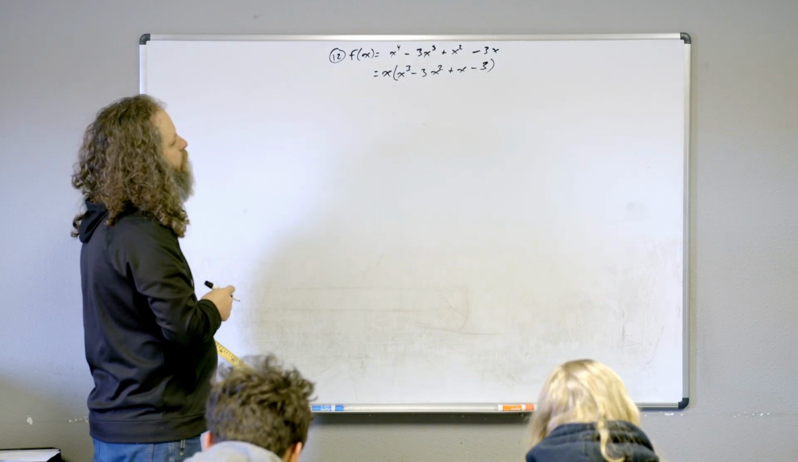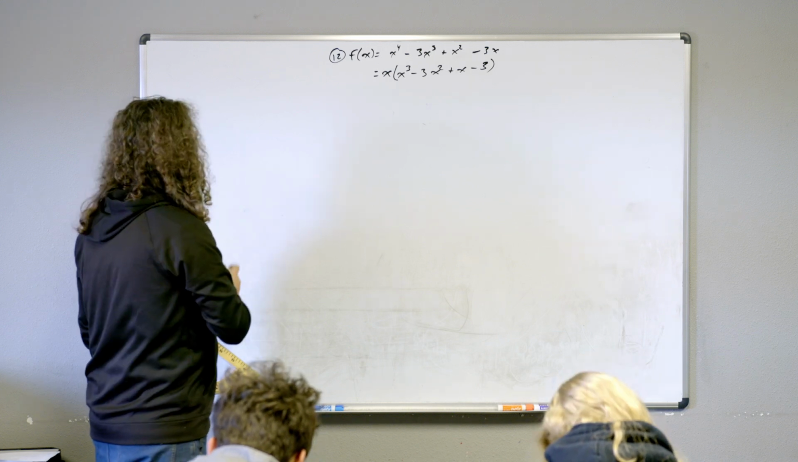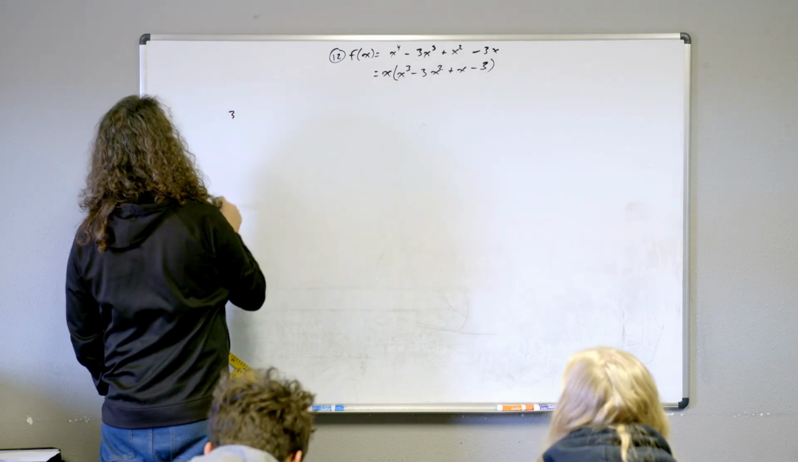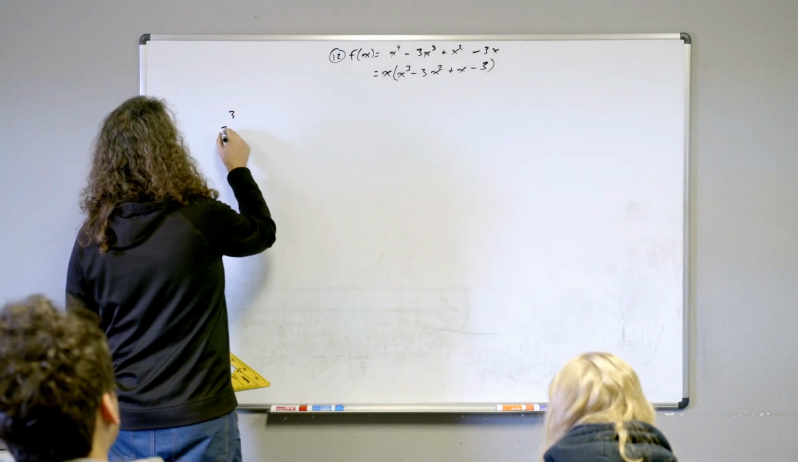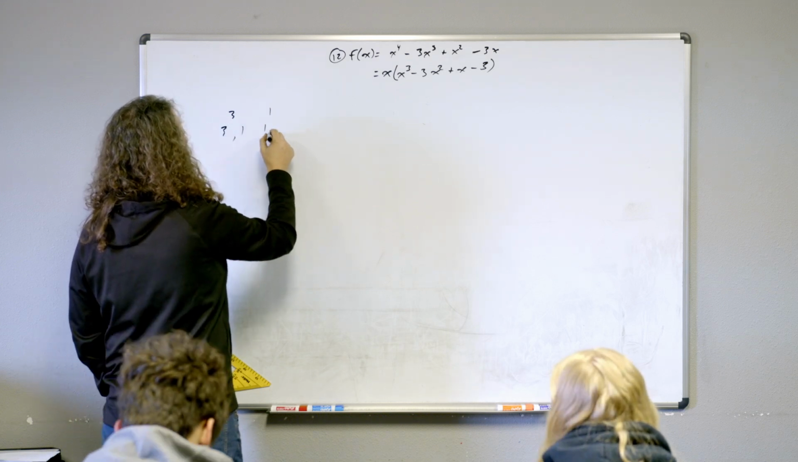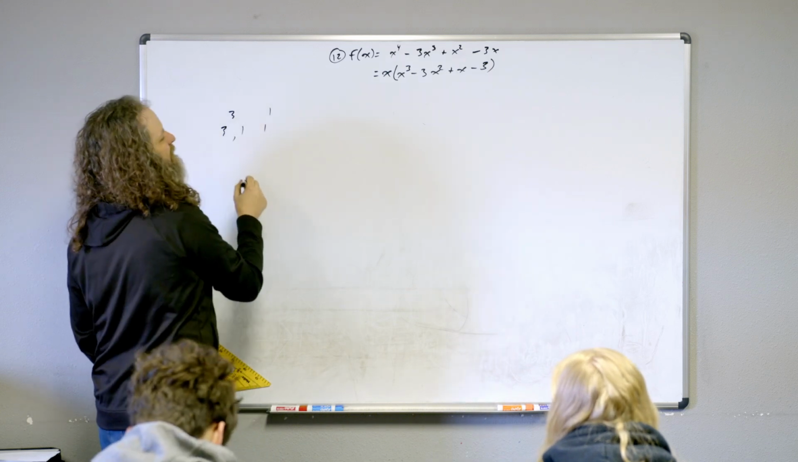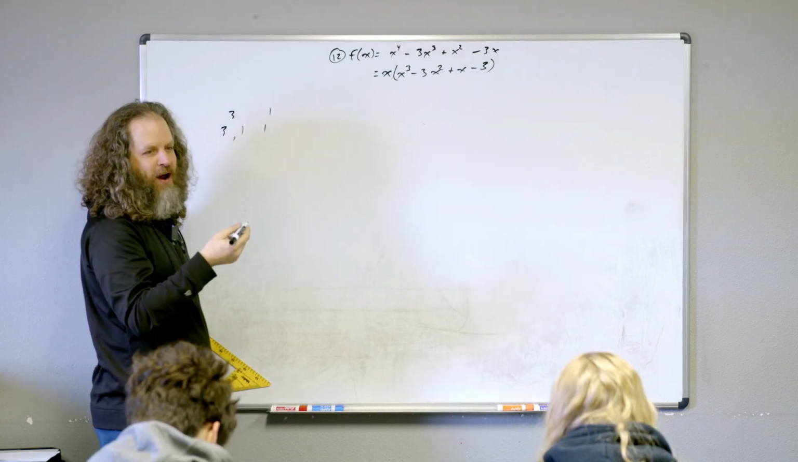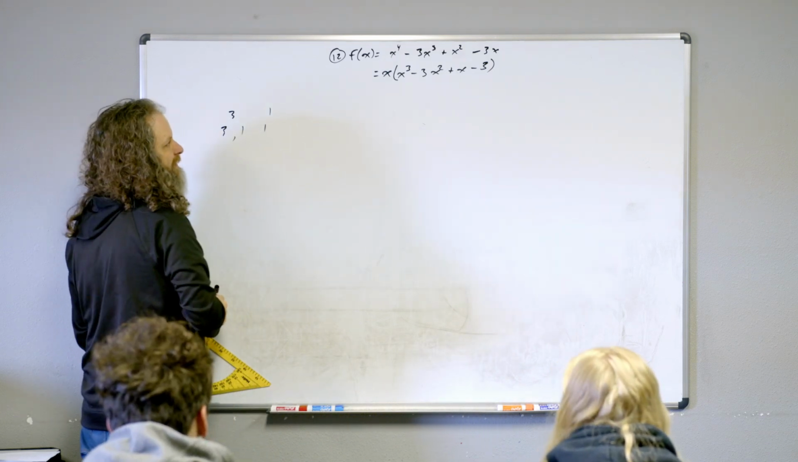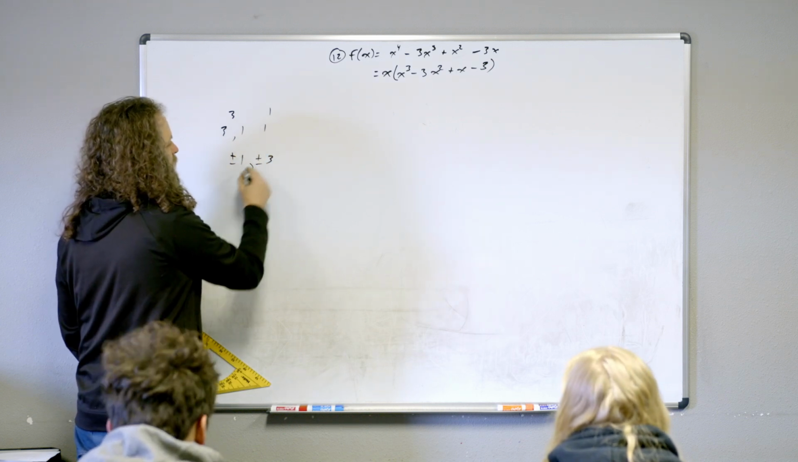Anyway, what now? You have to figure out the factors of 3 and 1. Factors of 3 are 3 and 1. And 1 and 1. So, what are the possible rational zeros? Plus or minus 1 and plus or minus 3. Great.